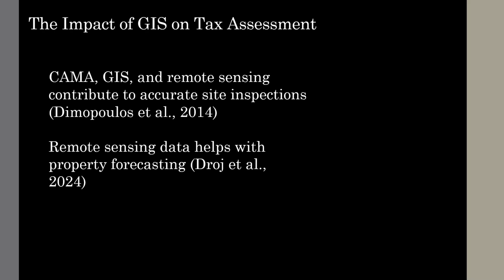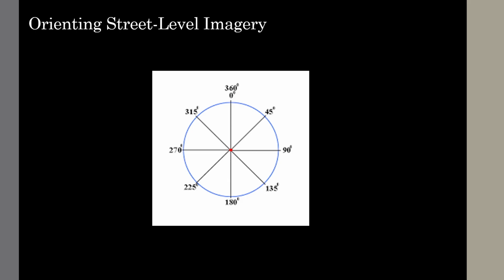There have also been conferences and organizations dedicated to GIS in tax assessment, such as the GIS Valtech conference that happens every year. On to some of the more technical research that was done for this project. But basically the research has shown that positional properties are the key to aligning panoramic street level imagery to specific assets. So an asset in this case would be the building.